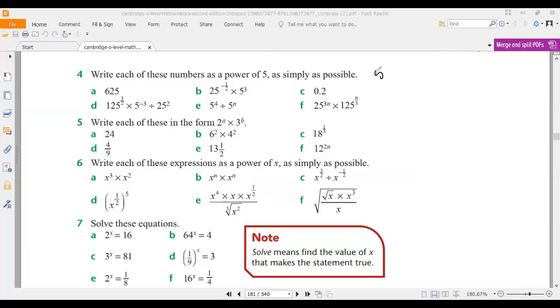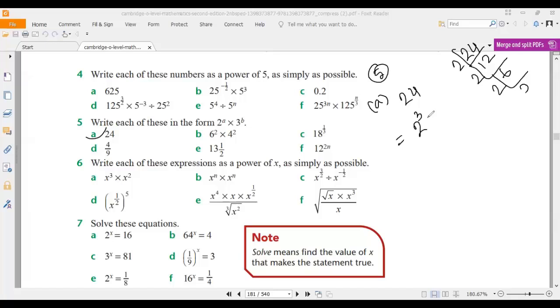Now, question number 5. Question number 5 says, write each of these in the form 2 to the power a into 3 to the power b. So 5a, 24. If I want to find out the prime factors, or if we can express 24 in index form, we can say 24 by 2 will be 12, 12 by 2 will be 6, 6 by 2 will be 3. So instead of 24, we can write 2 cube multiplied by 3 to the power 1. So it looks like this value.